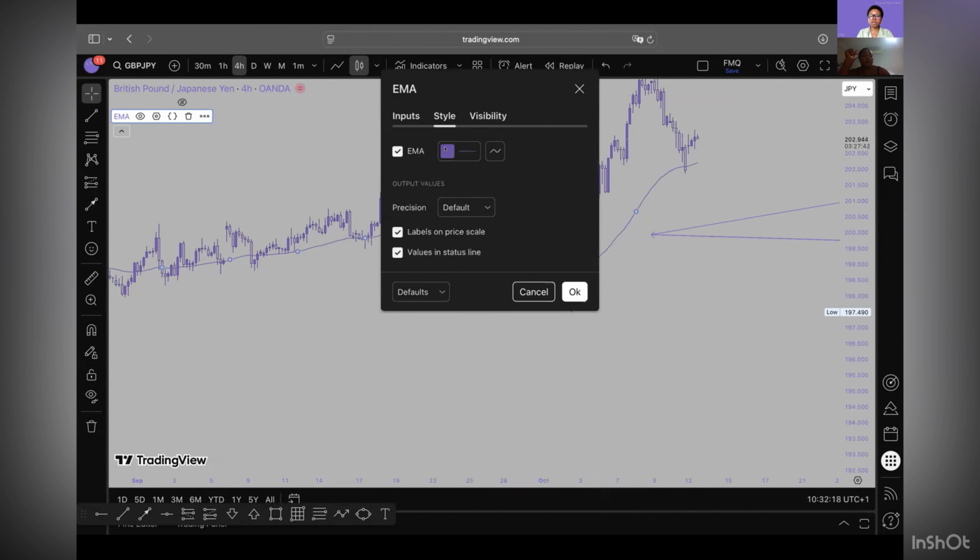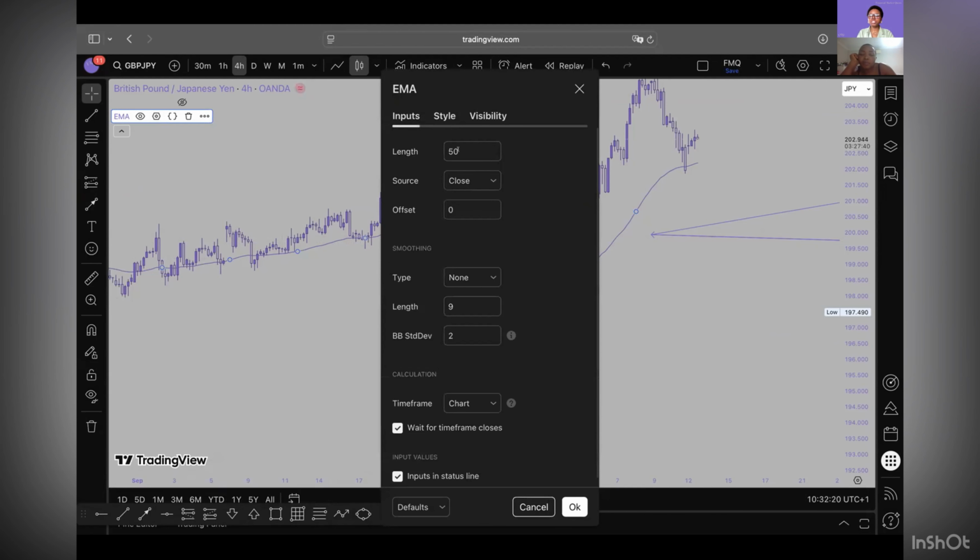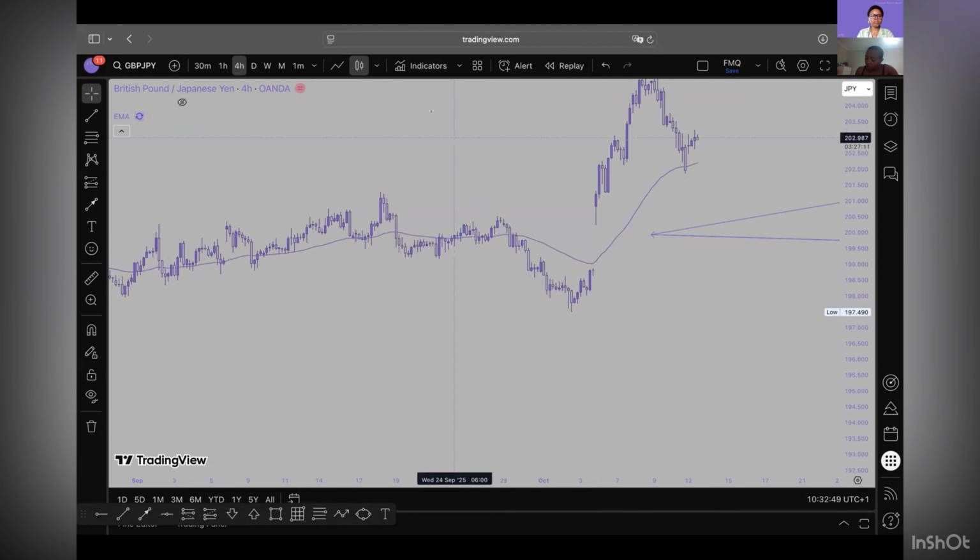Style is if you want to change the color. Input is if you want to change the number. So you input it to 50, and when you go down, where you have smoothing, you have type, you have length. On that length, you will change it to 9. Then leave every other thing the same, the whole thing.